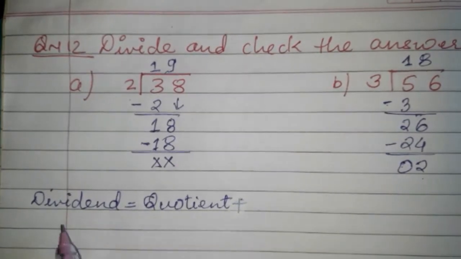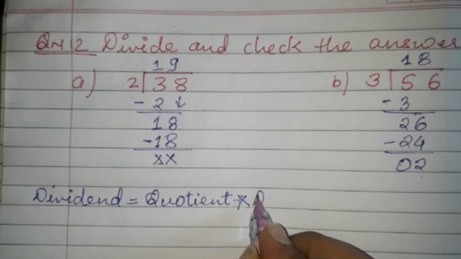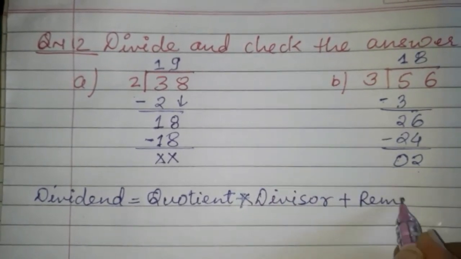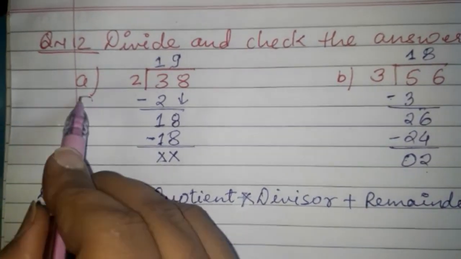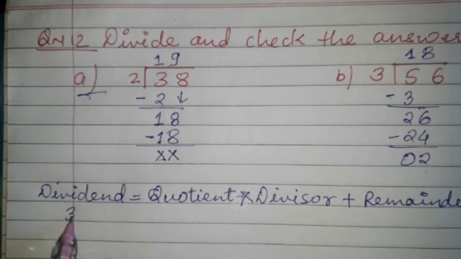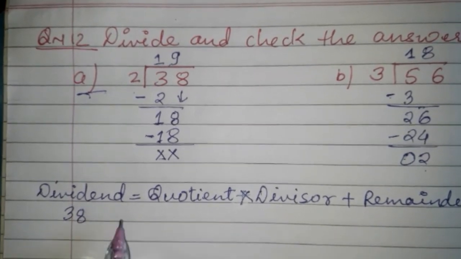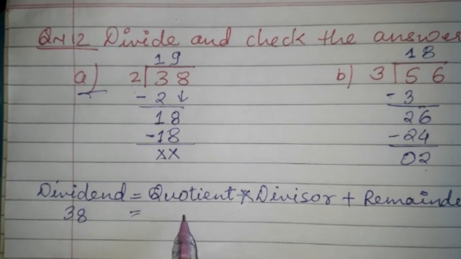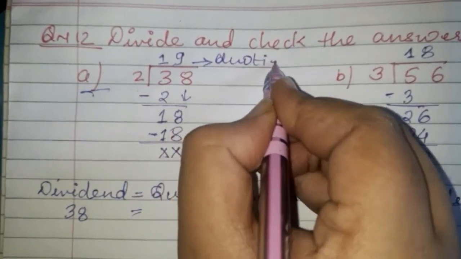We'll check the answer by the formula, which is dividend equals quotient into divisor plus remainder. First we're going to check the answer for question number A. Dividend is 38. So again we'll put the numbers in the formula and check the answer. If it equals 38, the answer is correct. The answer which we get is the quotient.